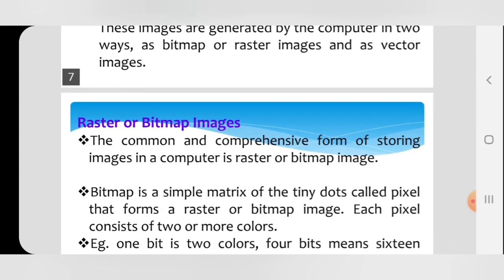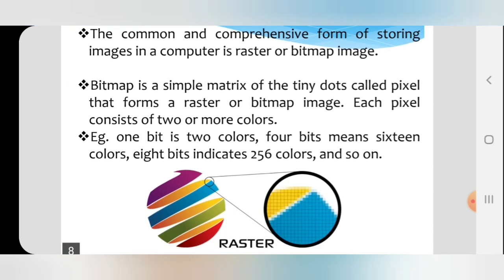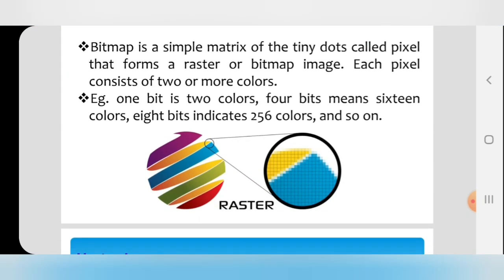The common and comprehensive form of storing images in a computer is the raster or bitmap image. So a bitmap is a simple matrix of tiny dots called pixels. First you should know what a raster image is and how it looks like. So this is a raster image.